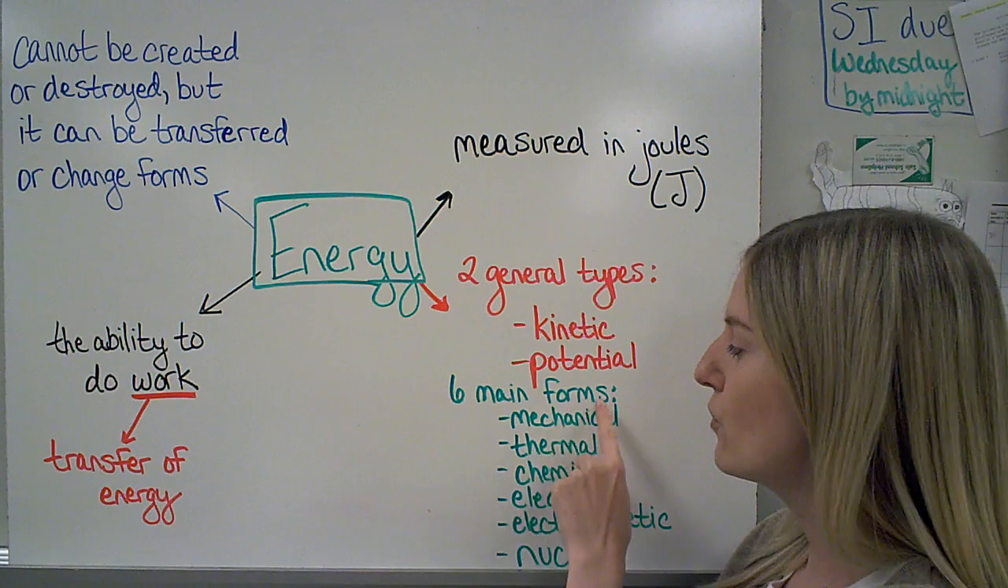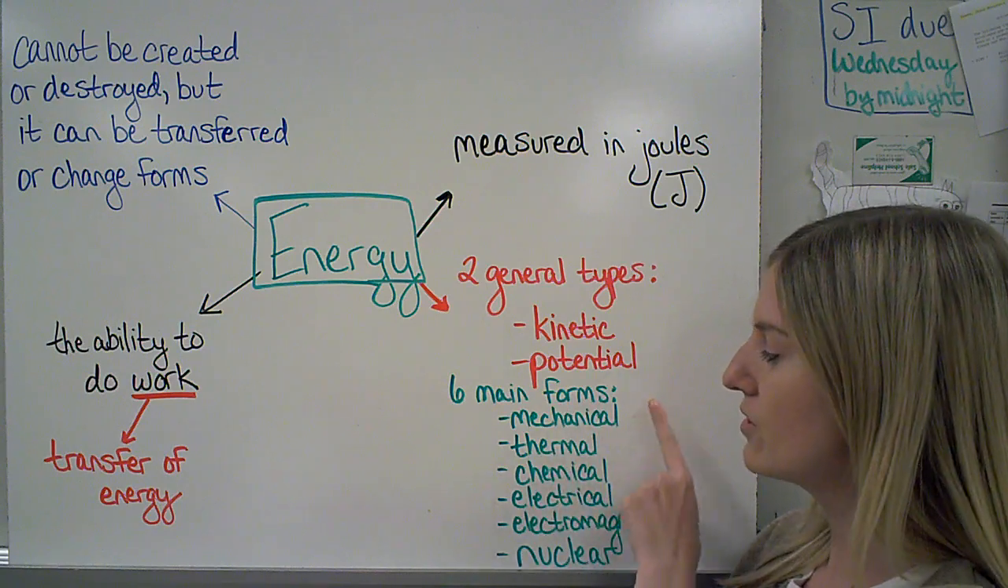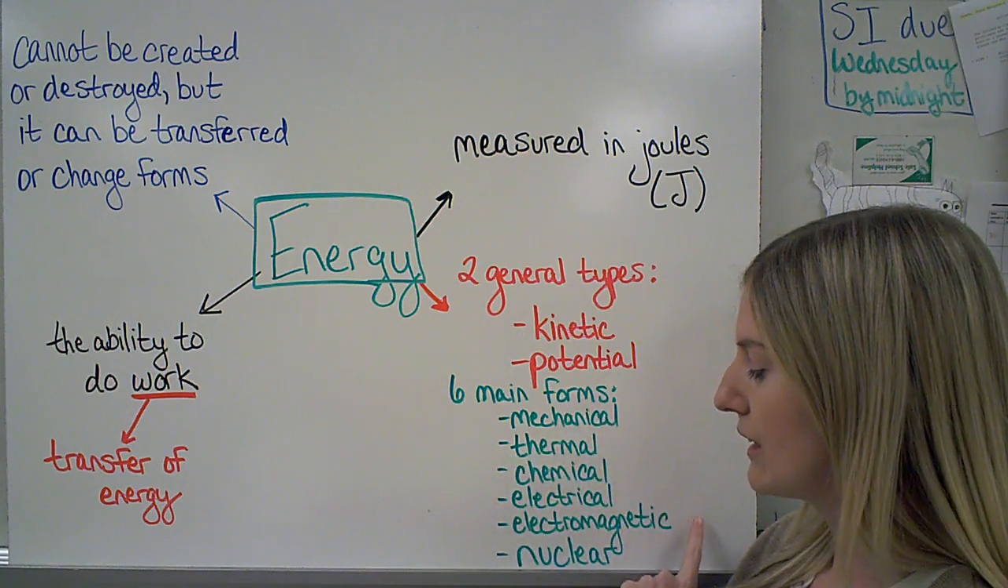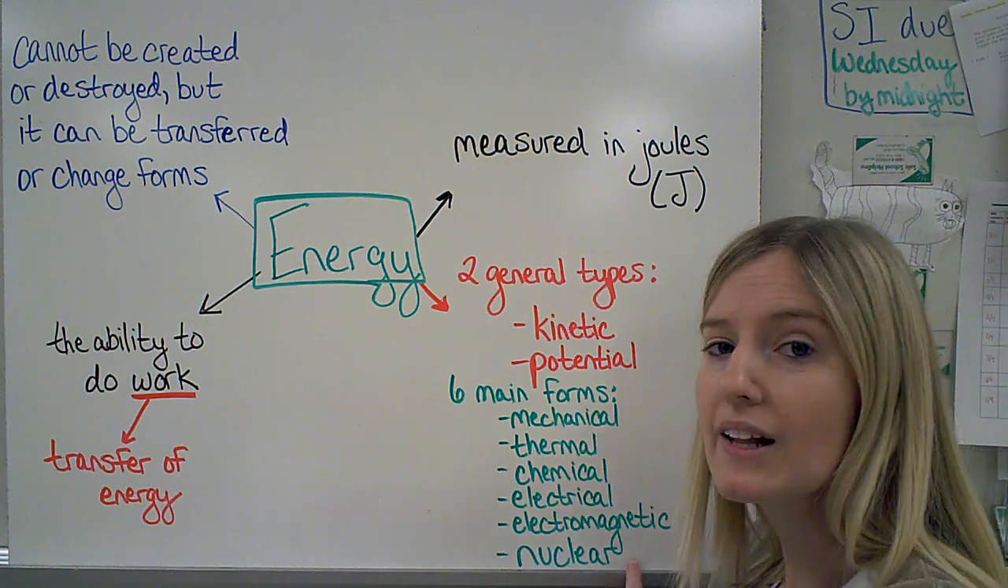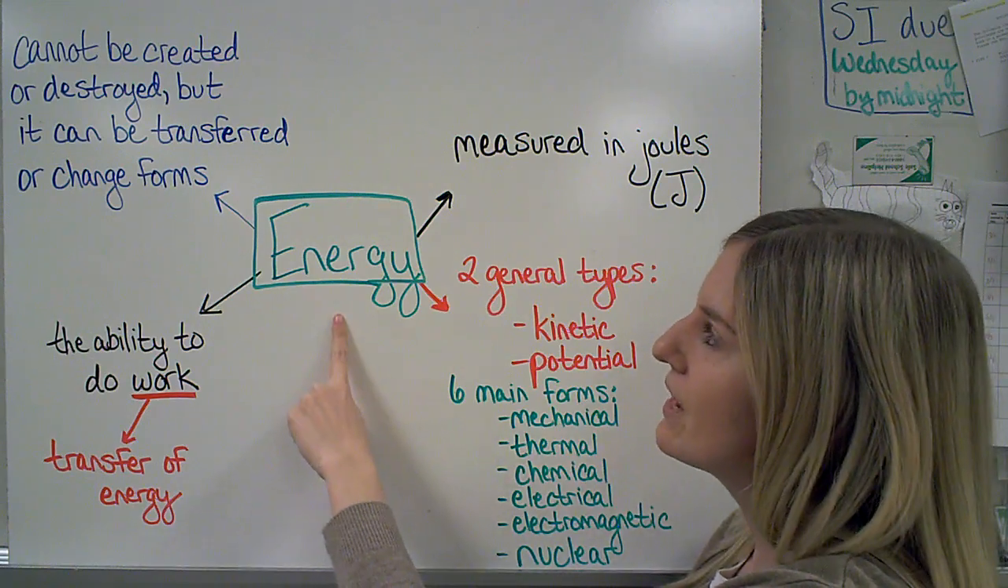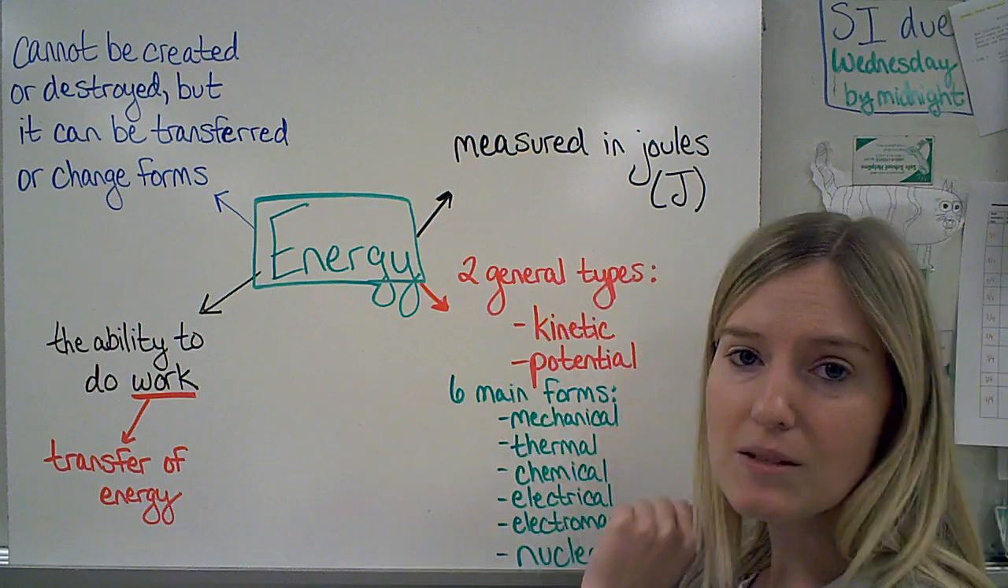I have 6 main forms of energy, which are mechanical, thermal, chemical, electrical, electromagnetic, and nuclear, which we'll talk about later. When I have energy, I'm going to measure that in joules. That's my unit.